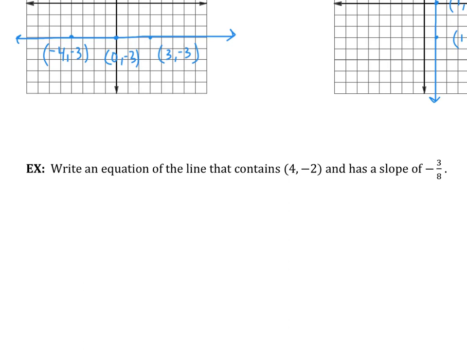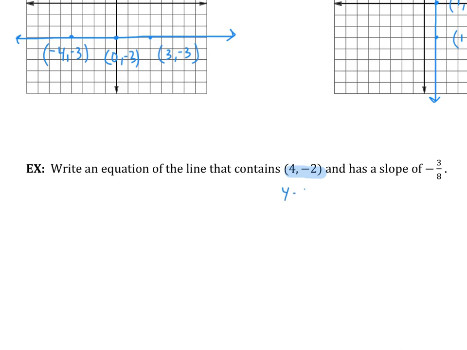The last thing we'll talk about is writing an equation of a line. Now, the rule of thumb is we want to pick the best form. Writing an equation in standard form, probably not going to happen. Your 2 choices will be slope-intercept or point-slope. We never convert to slope-intercept unless we need to. We'll talk about that more later on. So the first thing I have to identify is what information do I have? We want to write an equation of the line that contains (4, negative 2) and has a slope of negative 3/8.